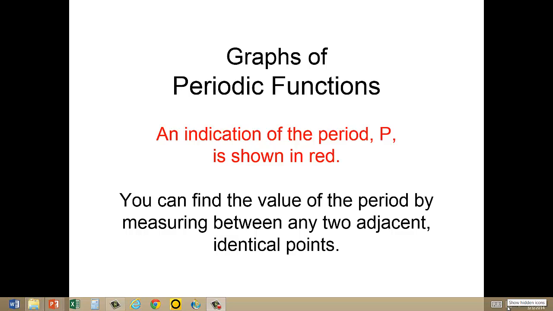In this PowerPoint, we will be looking at graphs of periodic functions. Throughout the PowerPoint, you'll notice an indication of the period, which I'll call P, and it's shown in red. You can find the value of the period of a function by measuring between any two adjacent identical points. So let's look at a few periodic functions.